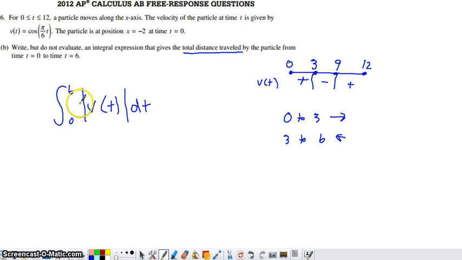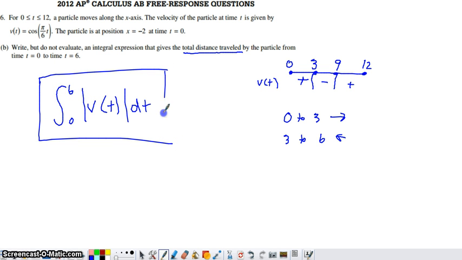And if we integrate speed from 0 to 6, speed is always positive. It's the absolute value of velocity. None of our values on the graph of the absolute value of v are going to be negative. It's going to just accumulate distance rather than add on stuff that's in the positive direction and subtract off stuff that's in the negative direction. So this would be the expression that will get us the total distance traveled.